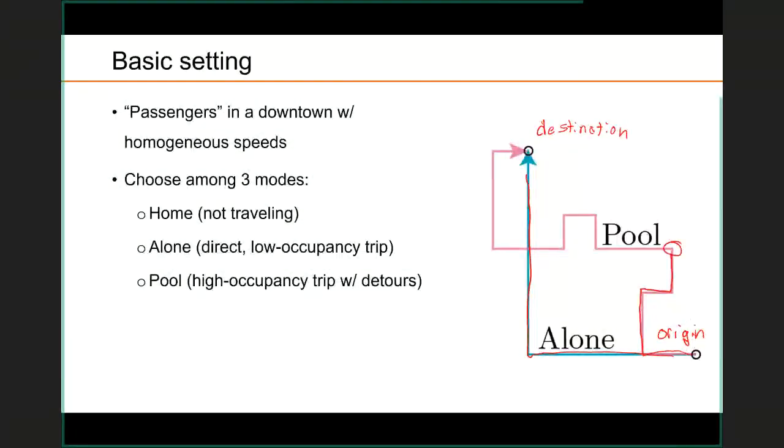And the pooled trip is one in which I would go out of my way a little bit to get somebody that's right there. And then maybe I have to drop off somebody right there, and then I get back, and then I have to go drop off somebody there, and then I end up at my destination. So the pooled trip takes longer because it goes farther.